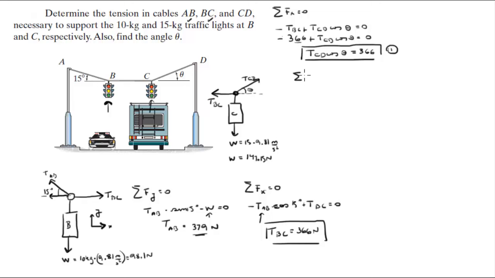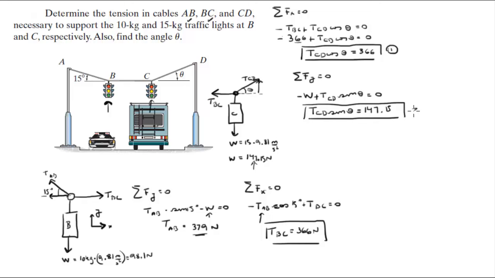Now you know that the sum of the forces in the y direction in statics is zero. So you can tell that this component of CD is gonna be equal to the weight. So the weight's going down plus the tension CD times the sine of theta is equal to zero, but you know the weight to be 147.15. So you know that the tension of CD times the sine of theta is equal to 147.15. I just put the weight on this side and plug in the value. And this is going to be our equation two.